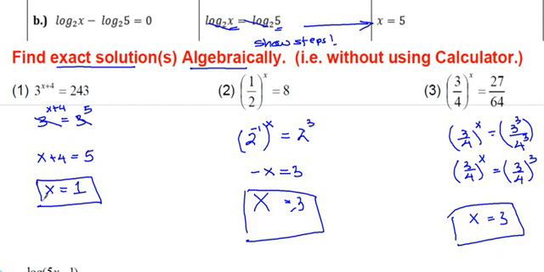So take a minute and look what we have done. You do not need a calculator. You don't even have access to the calculator. Exact solution means answer without calculator. Algebraically means showing all the steps.